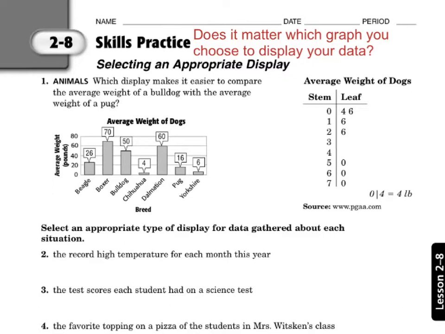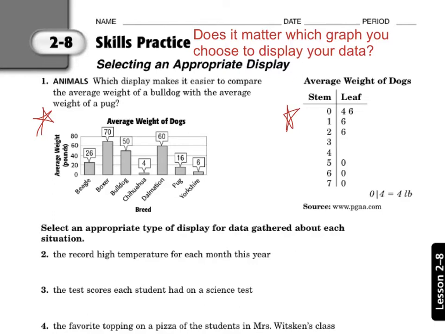Number 1 says which display makes it easier to compare the average weight of a bulldog with the average weight of a pug. Neither one of those dogs I even like. I wish that they had picked cute dogs. But on this graph here, we're comparing a bulldog with a pug. Which one of these graphs, the bar graph or the stem and leaf plot, makes it easier to compare the weight of a bulldog with the weight of a pug?